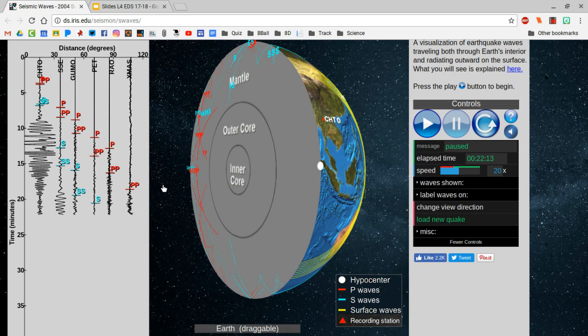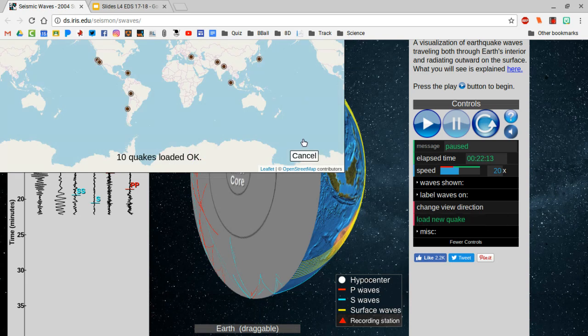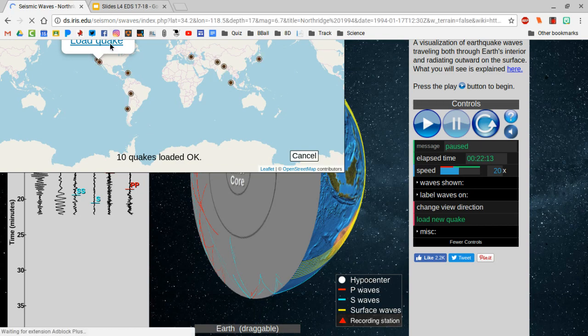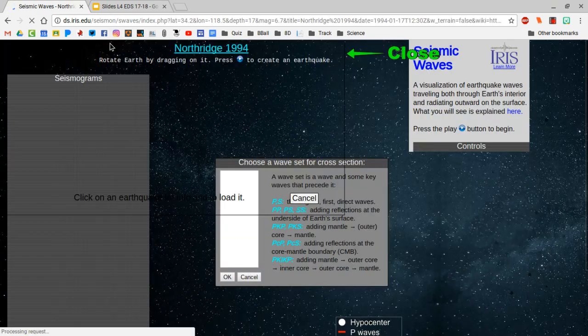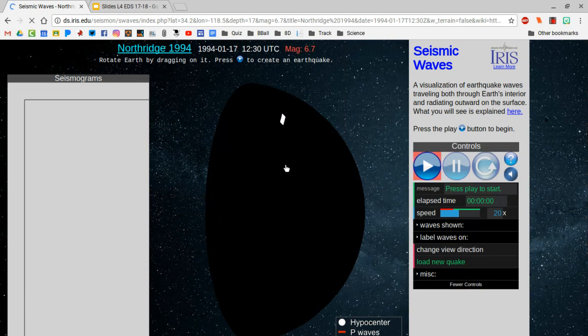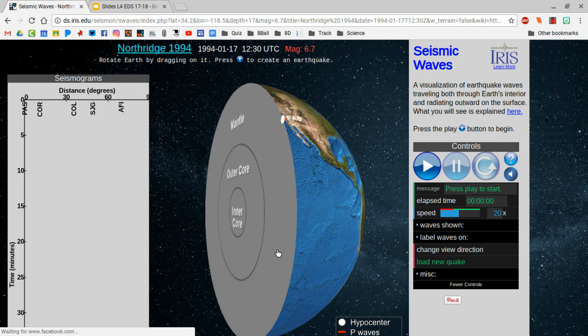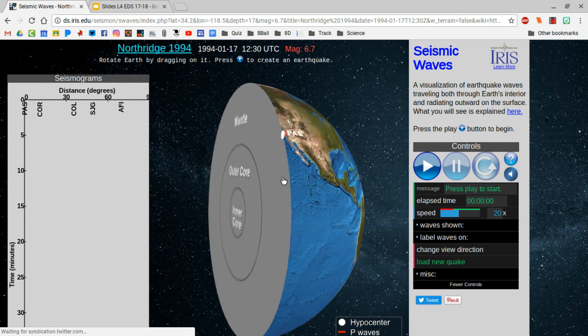Once you've finished this, and if you ever get time, you can actually load different earthquakes. You can add earthquakes that happened and you can play those different earthquakes. So this one occurred in Southern California.